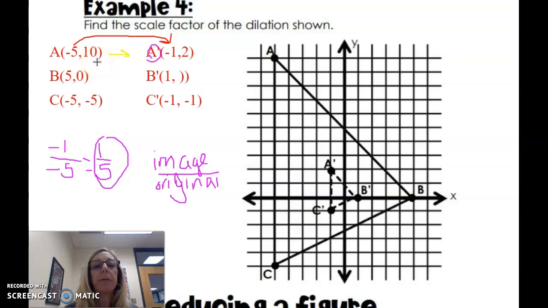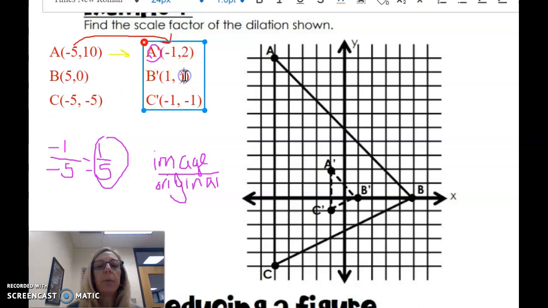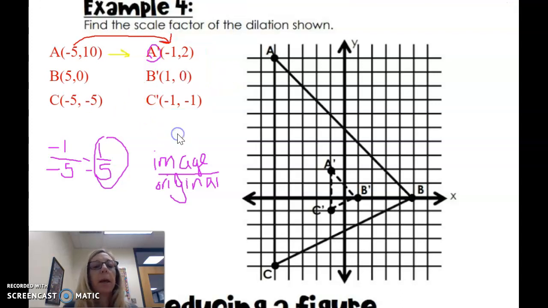But we have to see if it works. Oh, I just noticed my B is wrong over here. Let's just check that. B prime we said was at negative 1, 0. There we go. Sorry about that. Okay, so now let's go ahead and try another image point. Image over original, that ratio will always give us our scale factor.